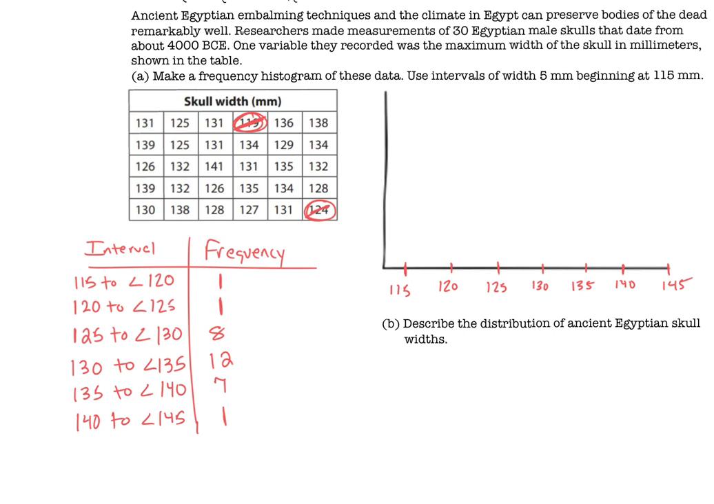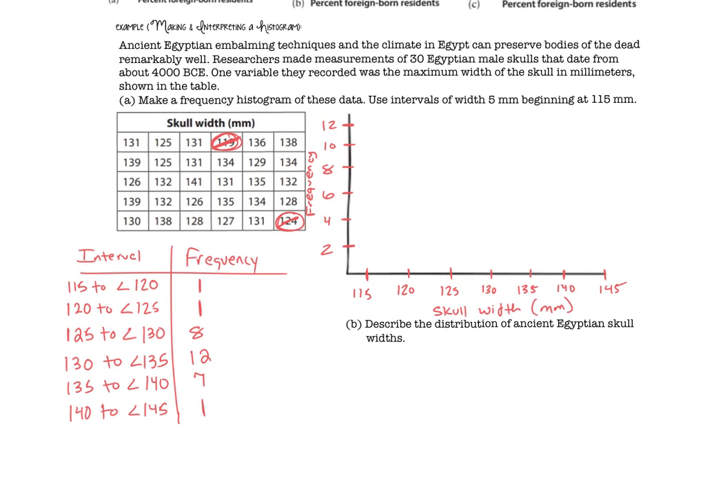Now, I'm actually going to go by 2s to make our life a little easier, because the highest that we need to go to is a 12. So this will be our frequency. Again, making sure we label everything, and then we're measuring skull width, and that's in millimeters. If you look back at the problem, we were measuring skull width, in millimeters.